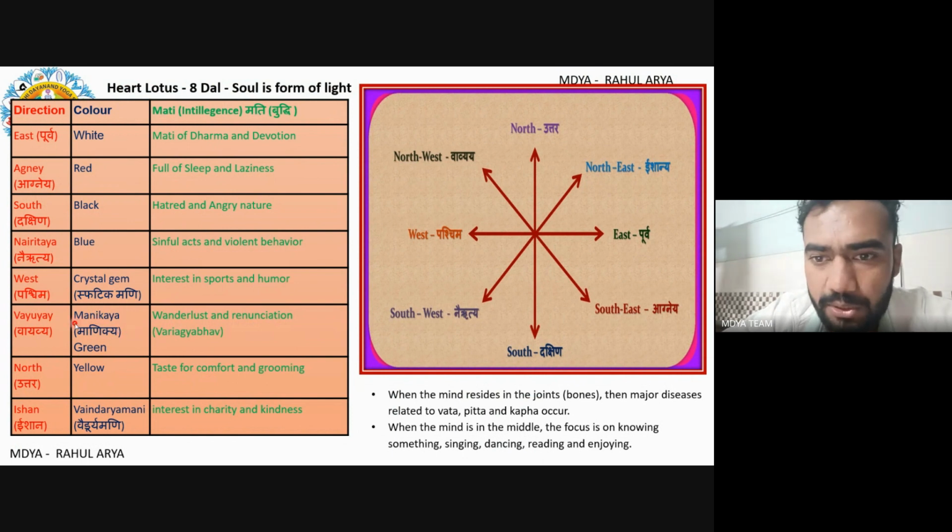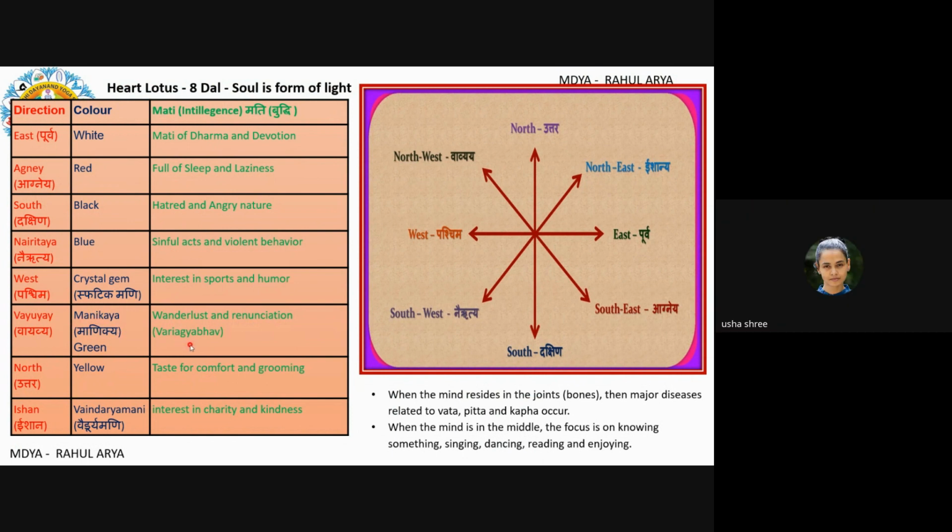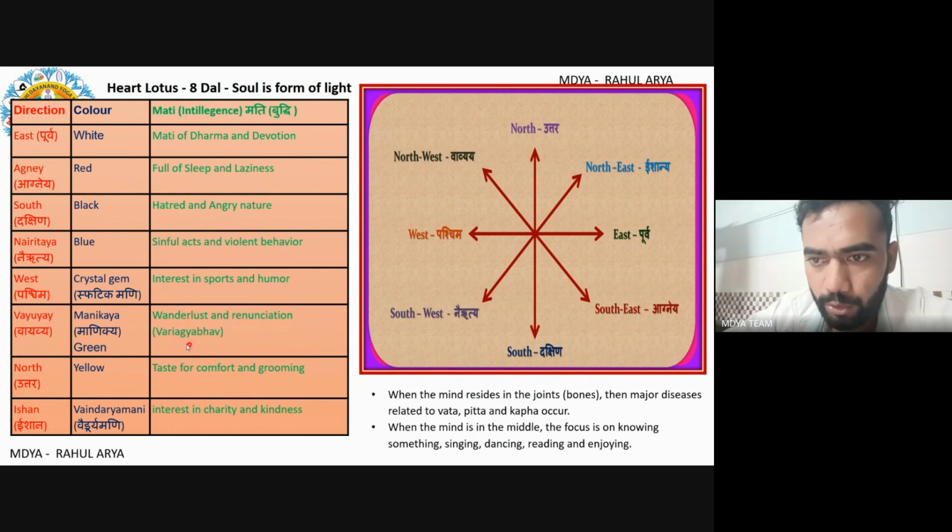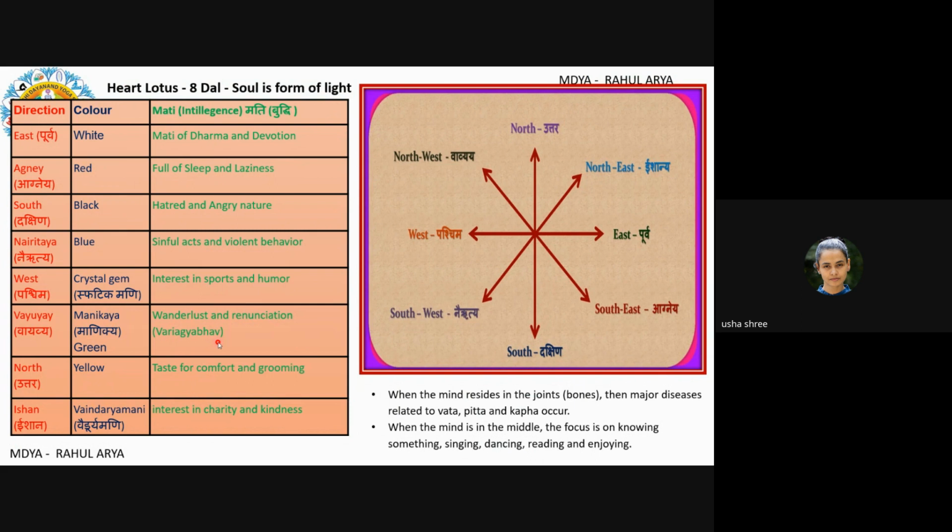I think it is also nice, ma'am. Why, ma'am? No. Vairagya bhav, renunciation, north is better. Yeah, that is also good. Vairagya bhav. So west is also good. Northwest, which is Vayavya, is also good.